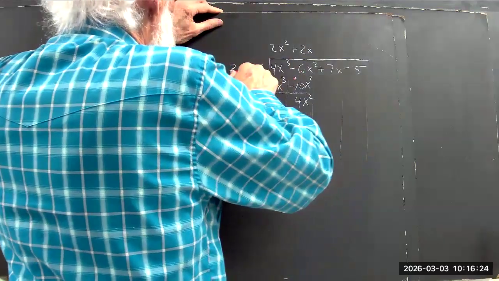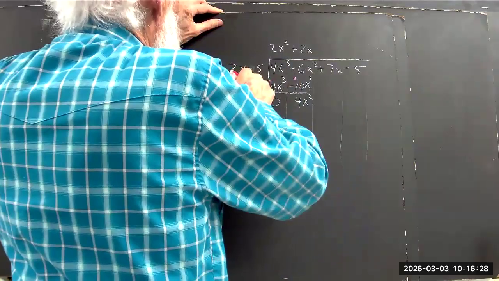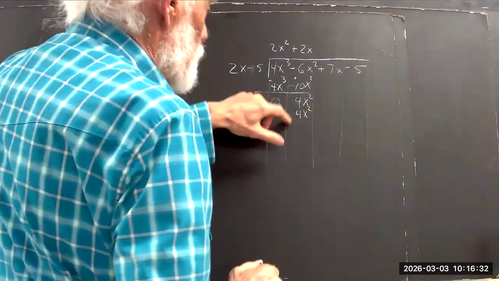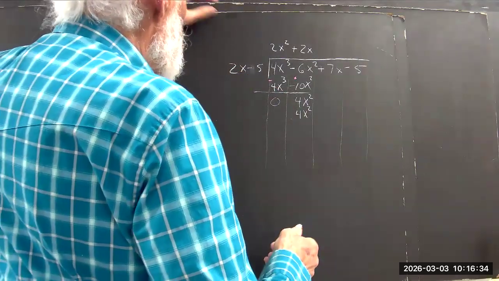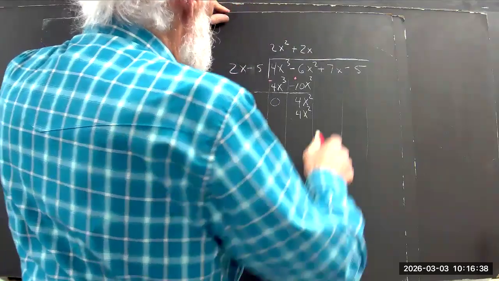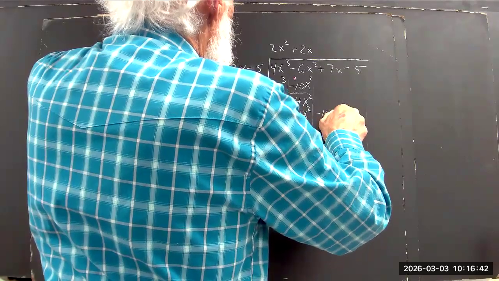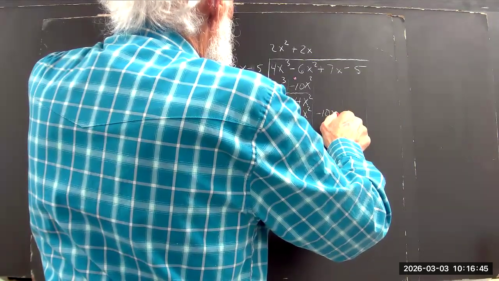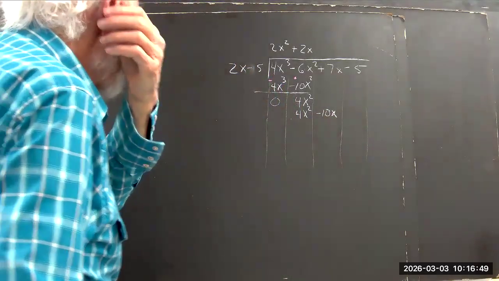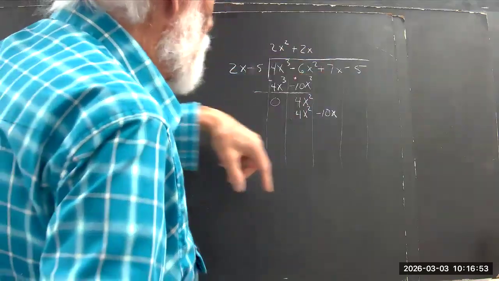And then we multiply 2x by 2x minus 5. 2x times 2x is 4x squared, which it had better be. And that matches the 4x squared. So when we subtract, the x squareds are going to go away. And then we do 2x times negative 5, which gives us negative 10x. Now the negative 10x is in the column underneath the 7x.